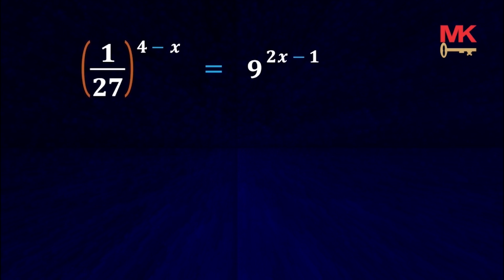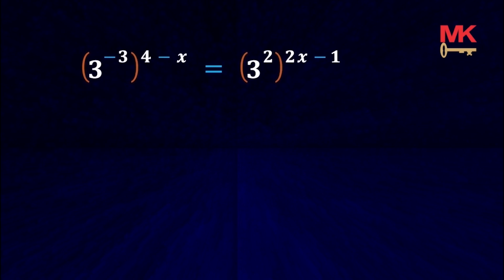Since 27 can be expressed as 3 cubed and 9 as 3 squared, we replace each of them with their respective values. Applying the law of negative exponent to 1 divided by 3 cubed, we have 3 exponent minus 3. Even though the bases are now the same, we still need to clear off the brackets from both sides of the equation for the purpose of simplicity.